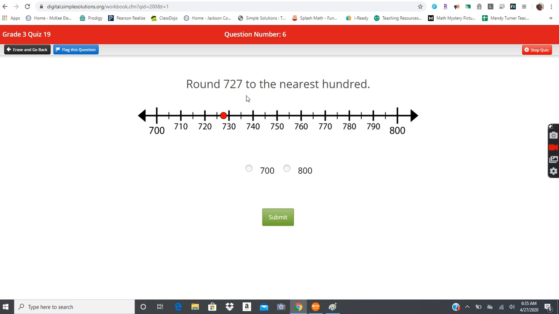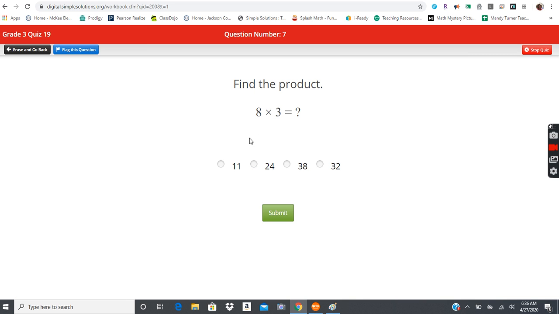Round 727 to the nearest 100. Well, I can look on my number line and see that it's definitely closer to 700. But when I find the place and I look next door, that 2 is going to let it rest. Find the product. 8 times 3, 8, 16, 24.